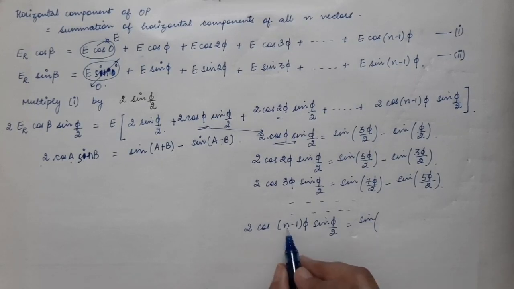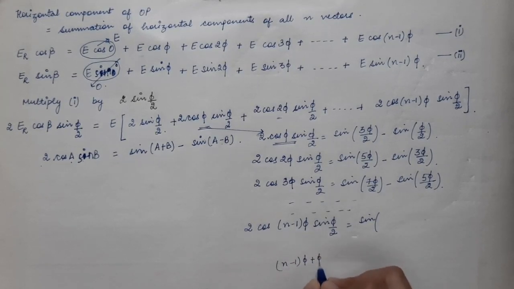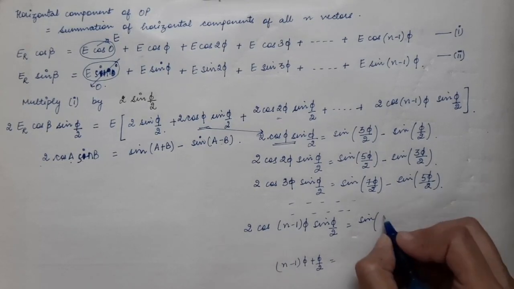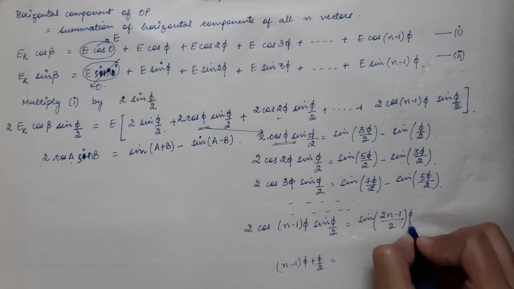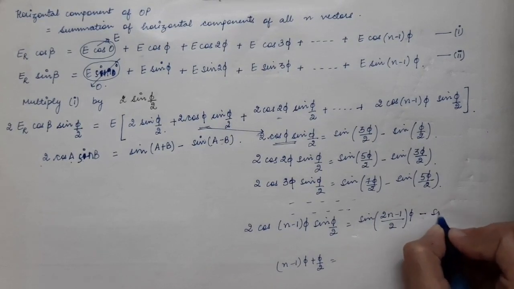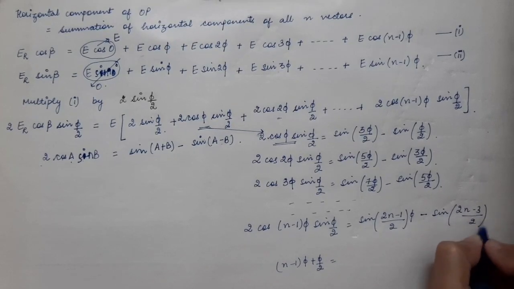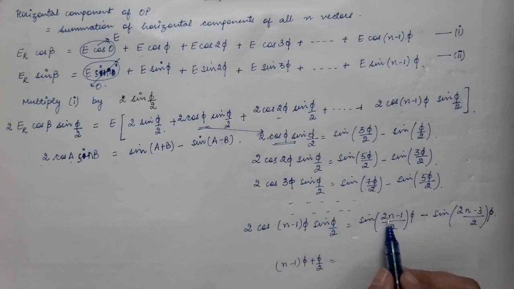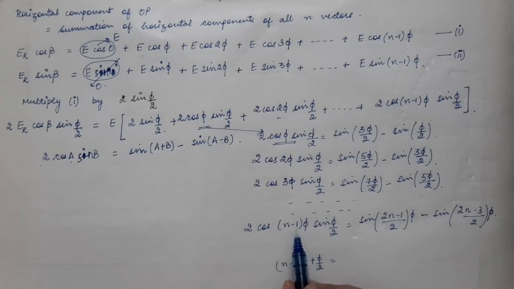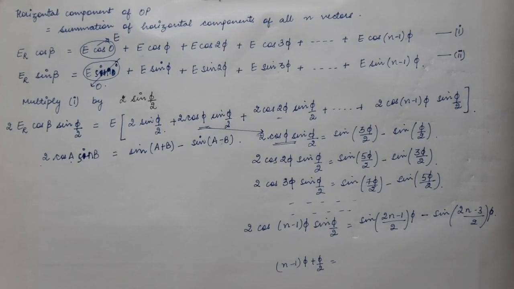plus phi by 2. So when you will do n minus 1 into phi plus phi by 2, so that will be A plus B. So A plus B will be equal to 2n minus 1 by 2 times phi. Then you will get minus sine of 2n minus 3 divided by 2 times phi. So you can do it on your own, that A plus B will be equal to 2n minus 1 by 2 into phi. Then A minus B will be equal to 2n minus 3 divided by 2 into phi.